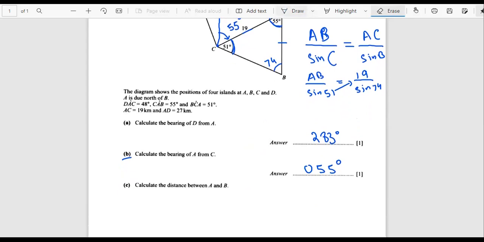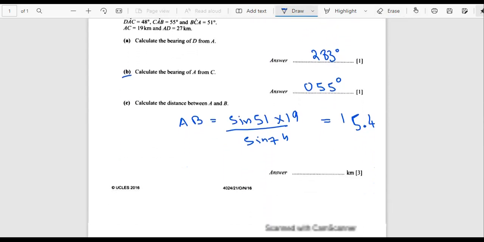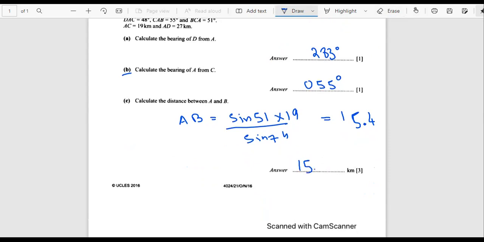Okay. So let's do it here. AB is going to be sine 51 times 19 divided by sine 74. The answer is going to be 15.4. This is going to be the answer. So we can write it down as 15.4. This is the answer. So Turhan and Salim, did you understand this?